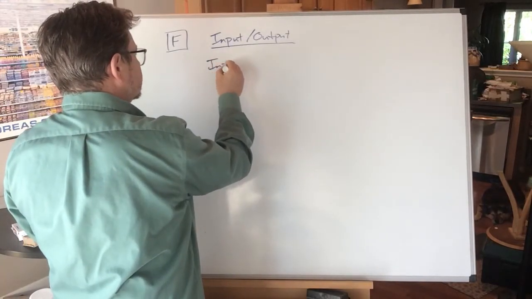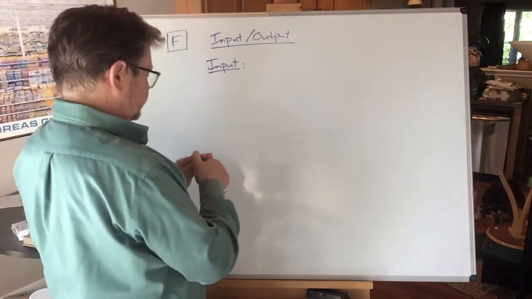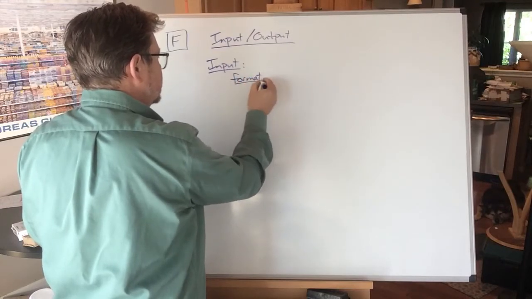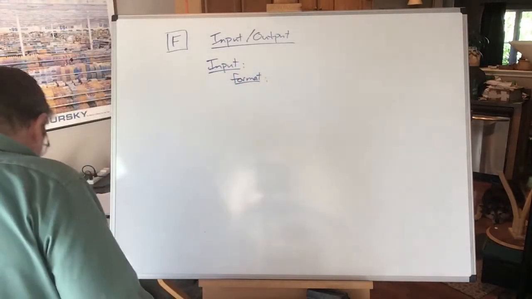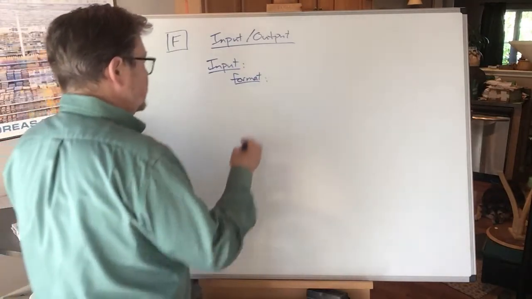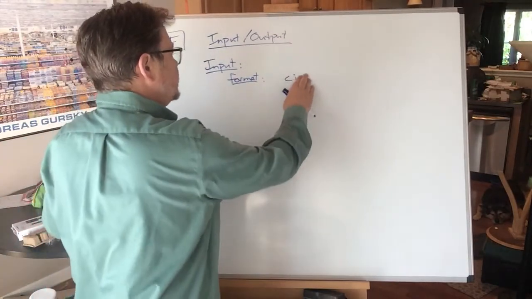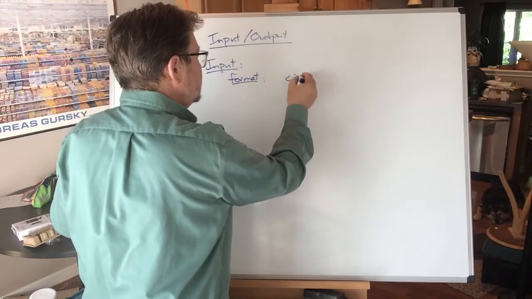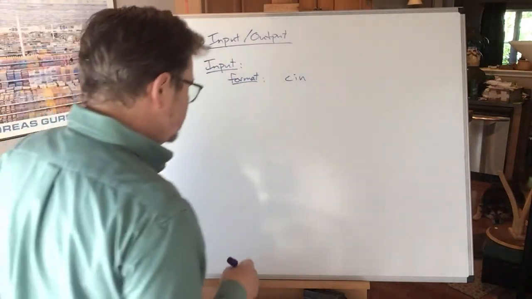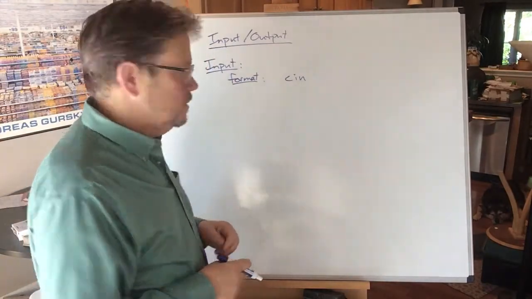Input. Input is a similar but different format. It's like they're twins almost. The format for input is not cout. Oh no, it's cin. That's not pronounced sin, even though it's spelled cin. It's pronounced see-in. And this is a common error to make, but you'll get over it. You'll figure out what this is and never make that error again.